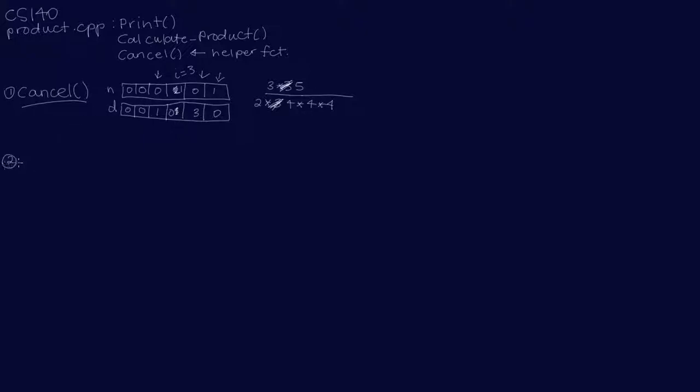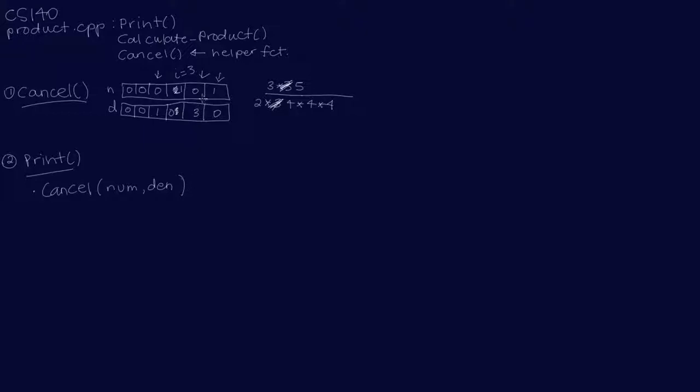So then, when you go to print, you will need to cancel. That's the first thing you do, is cancel here. Note that since this is a helper function and it wasn't defined in your product.h file, it's not a part of the product class, so you will need to pass the numerator and denominator as parameters to cancel, because otherwise it wouldn't be able to see them.